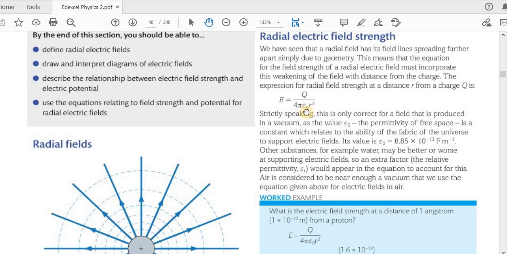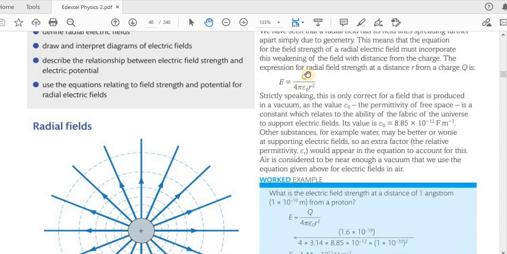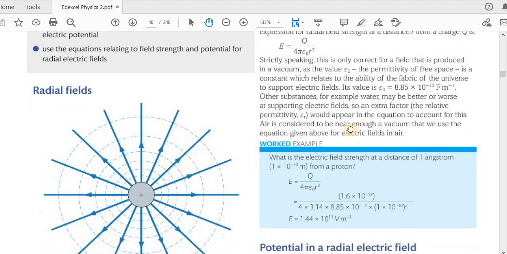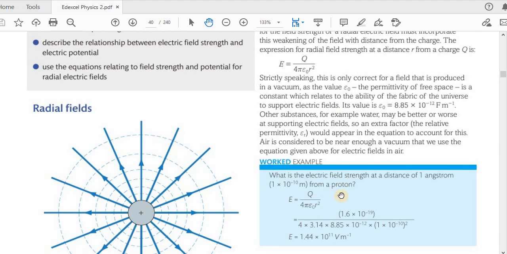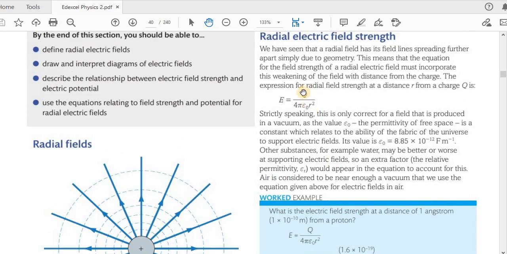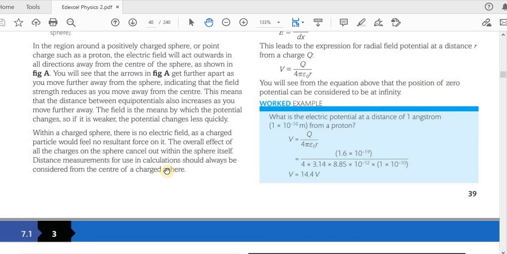Now earlier we had the equation E equals V over d, that is for a uniform electric field. Now this is a radial electric field. The expression for radial field strength at a distance r from a charge q is this. There is a question also to help you understand this better. q is the charge, r is the distance from the charge. Now remember, distance measurements for use in calculation should always be considered from the center of a charged sphere.